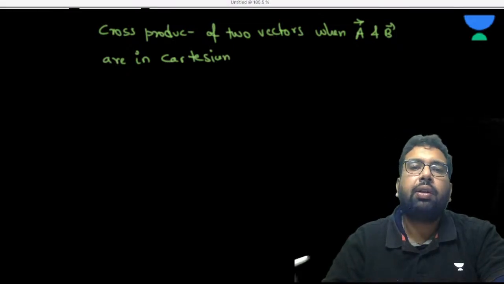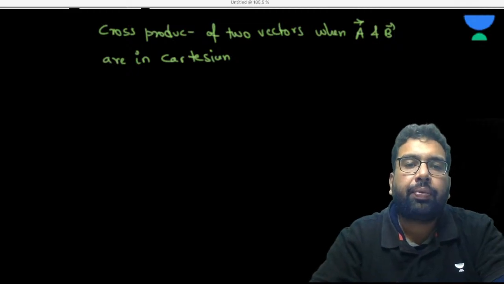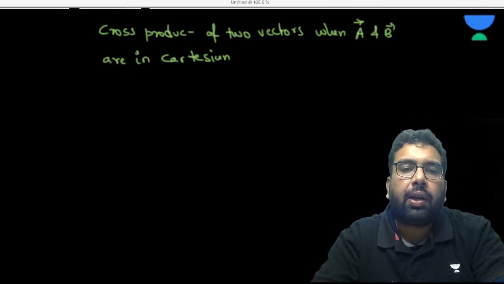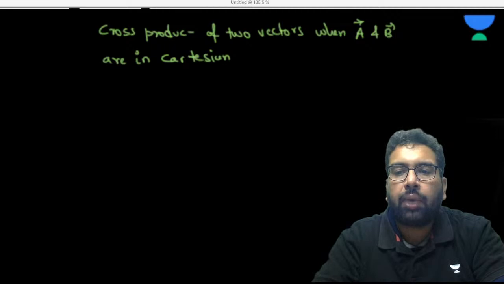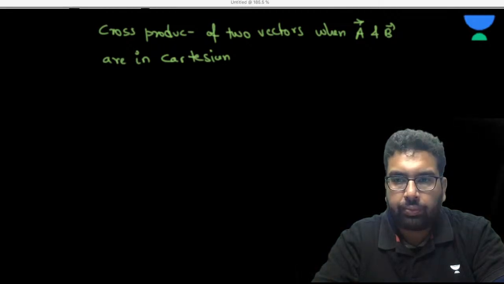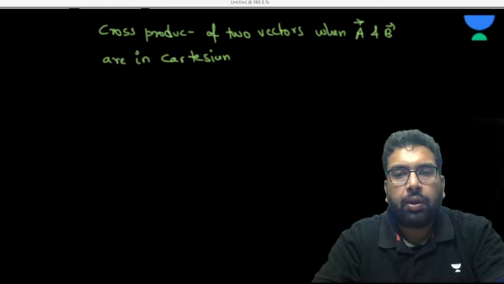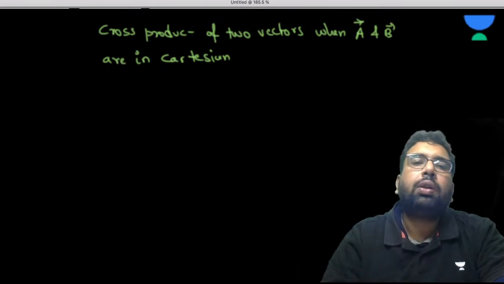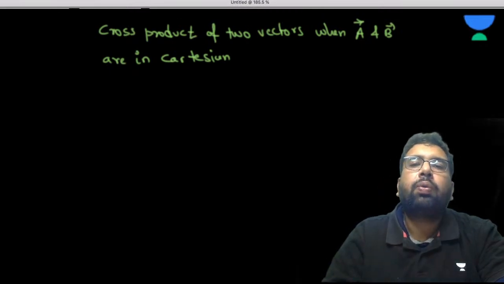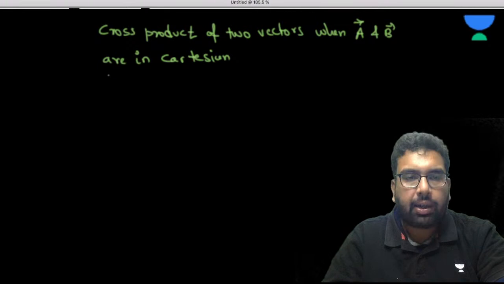We already have done the dot product of two vectors, right? Did we or didn't we? Okay. Yes, sir, we did. So now what is going to be the cross product of two vectors when A and B are in Cartesian?